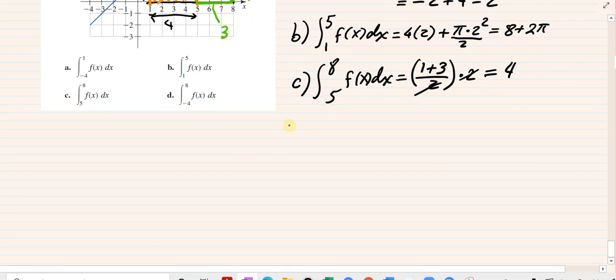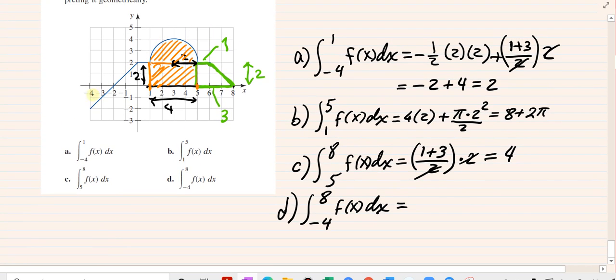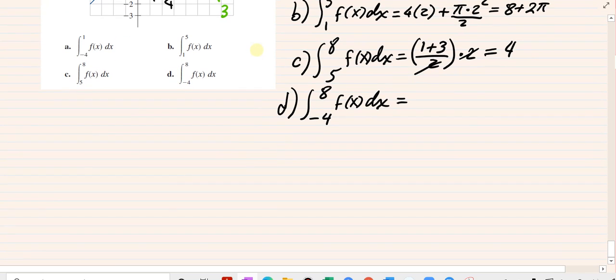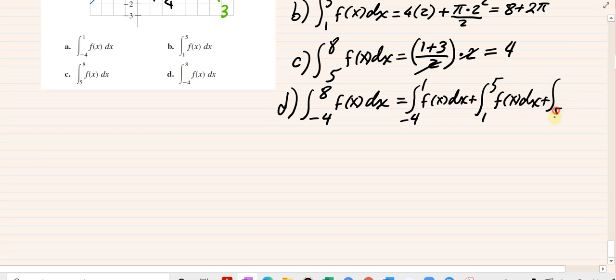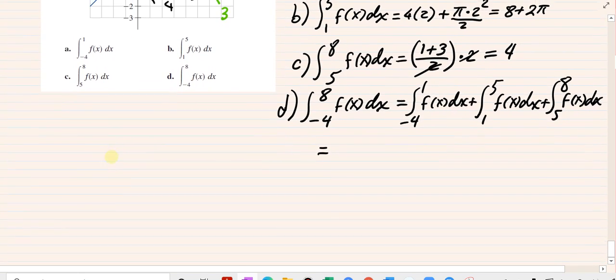Now in part D, the question reads, find the area or the definite integral from -4 to 8 of f(x) dx. So I guess those other parts A, B, C, what they did is they kind of moved from left to right. And here's how we can do this now. We can write this as 3 integrals: from -4 to 1, that's part A, of f(x) dx, plus part B from 1 to 5 of f(x) dx, plus from 5 to 8 of f(x) dx. There. And the reason we want to do that is because we have those answers from A, B, C.